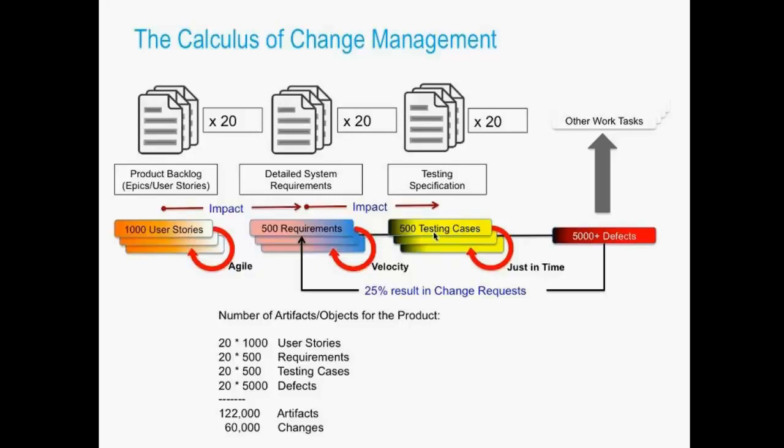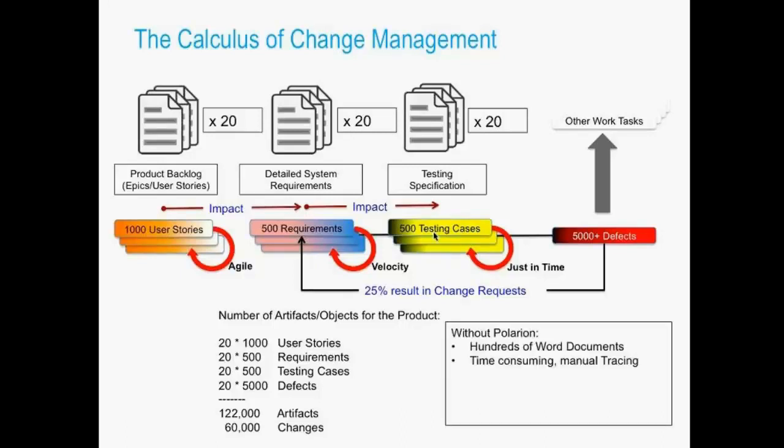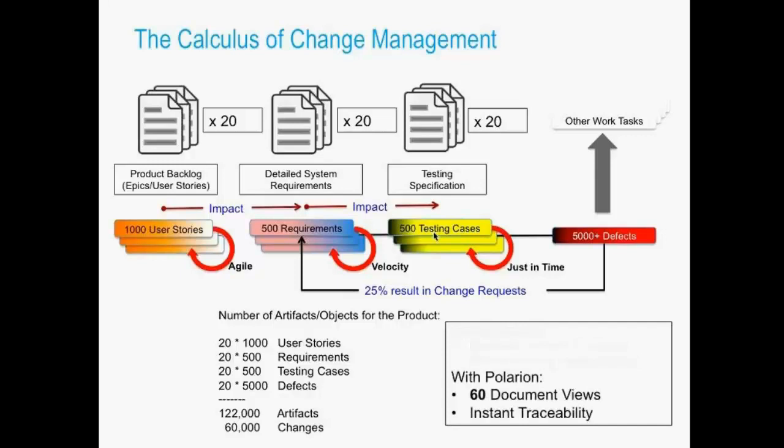So if I track these in documents, I have a very, very difficult time keeping up with them. Without Polarion, you have hundreds of these documents, and tracing, making sure that they all link together, becomes a very large, time-consuming process. With Polarion, however, and something I'll be able to show you, we'll be able to maintain definite document views and instantaneous traceability throughout the content of what's inside all of these documents.